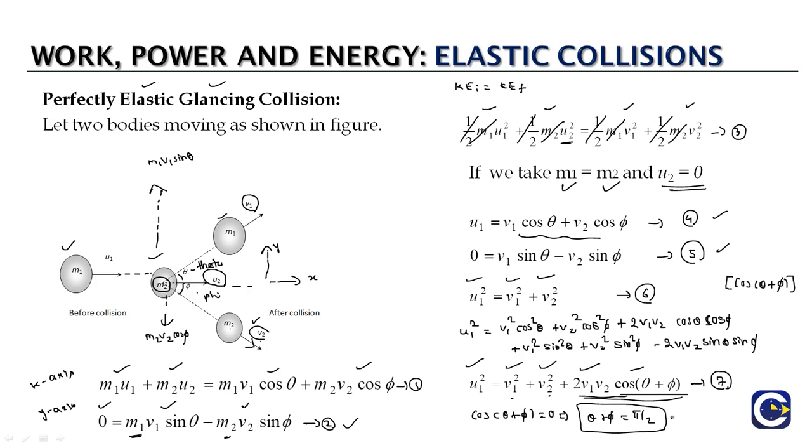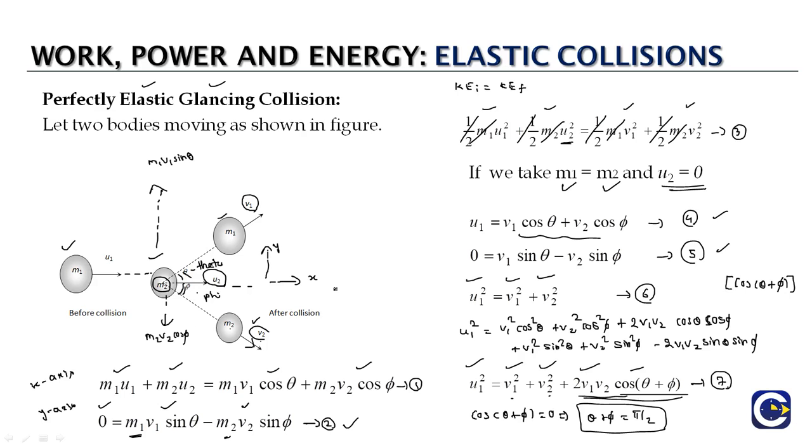Now the result that comes out of it is: when we have this elastic glancing collision between two particles of equal mass, where the second particle is at rest initially, the particles recede in such a way that the two angles they make with the horizontal are complementary to each other. When we add both the angles, theta plus phi is equal to pi by 2.